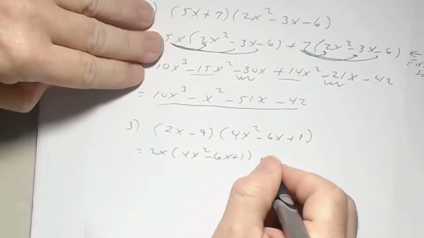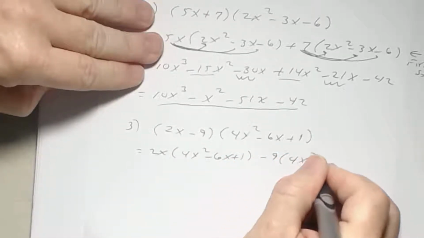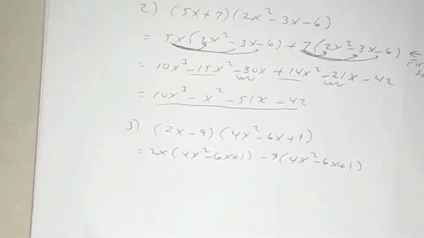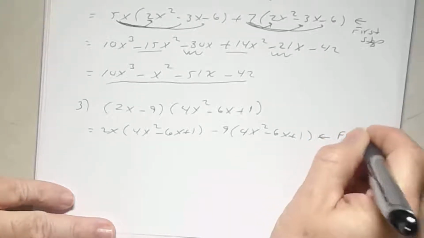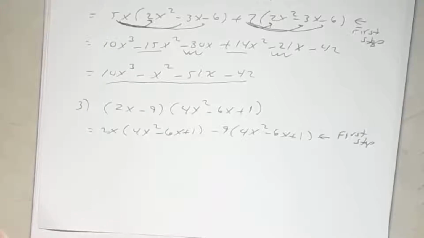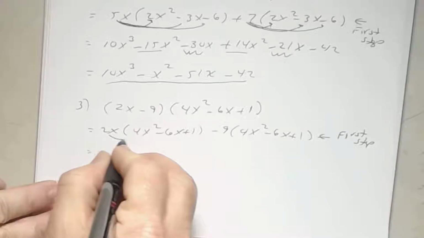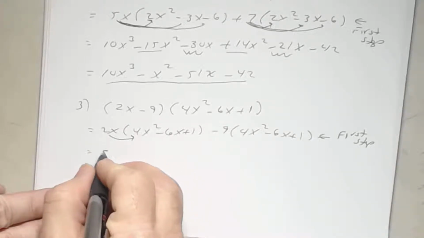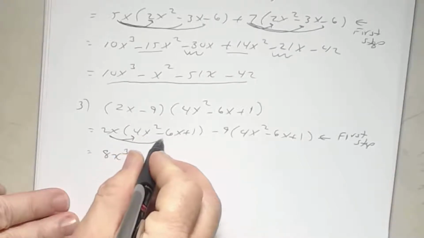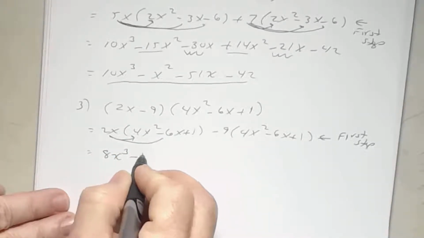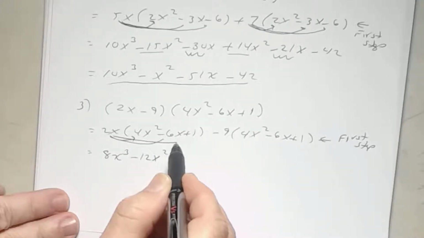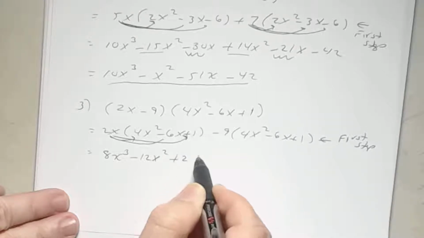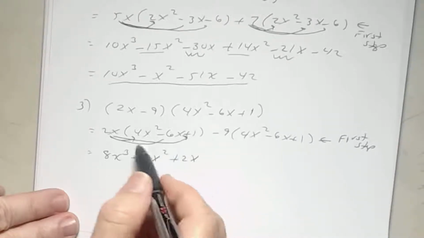And then what? Negative 9. Minus 9 times 4x squared minus 6x plus 1. So that's your first step. That's what I want to see. Okay? Then what's the next step? Distribute. Okay, what's 2x times 4x squared? 8x cubed. All right. What is 2x times a negative 6x? Negative 12x squared. Sorry. What is 2x times a positive 1? 2x. All right, so that takes care of that first distributive.